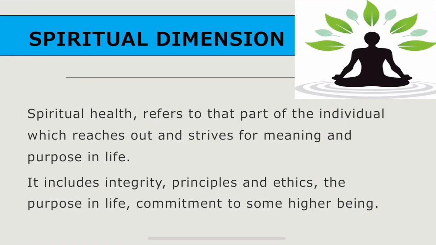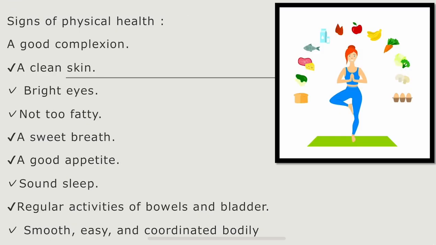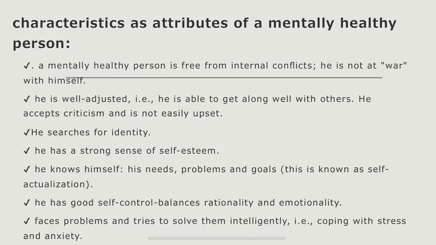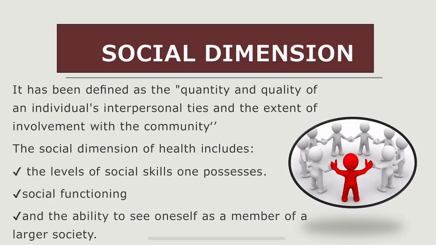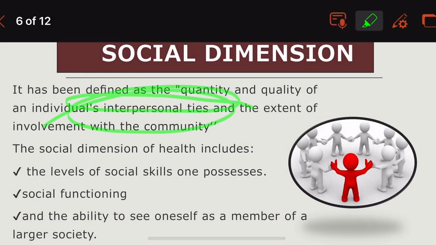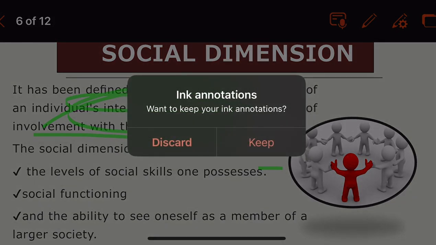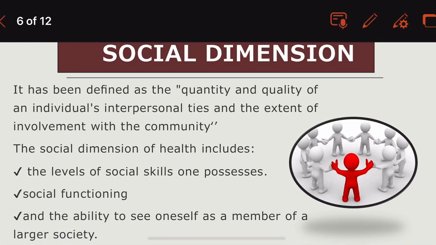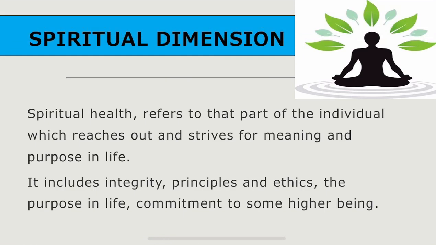Moving on to the spiritual dimension. Now we have dealt with the three major things: physical, mental, and social. Social, very important, you have to remember, is the interpersonal ties and the involvement with the community. Okay, the society and the community. Moving on to the next one, the spiritual dimension. Spiritual health refers to the part of an individual which reaches out and strives for meaning and purpose in life.